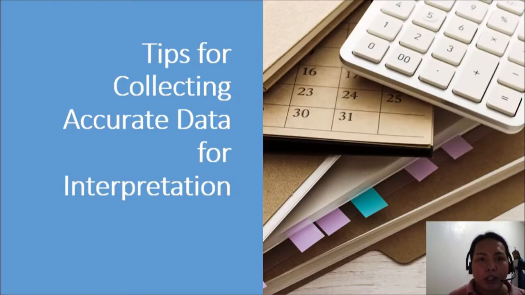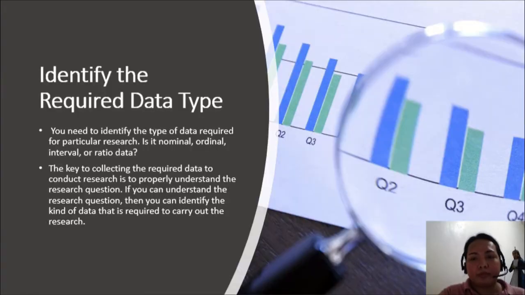Okay, so now we discuss the tips for collecting accurate data for interpretation. Okay, so the first tip would be to identify the required data type. So as researchers, we need to identify the type of data required for our particular research, if the data is going to be nominal, ordinal, interval, or ratio.